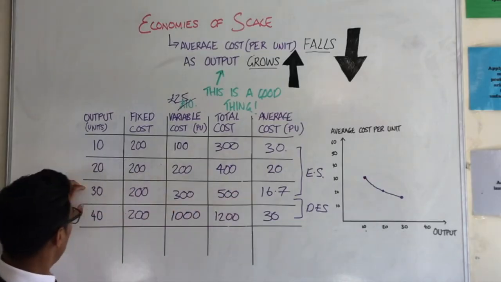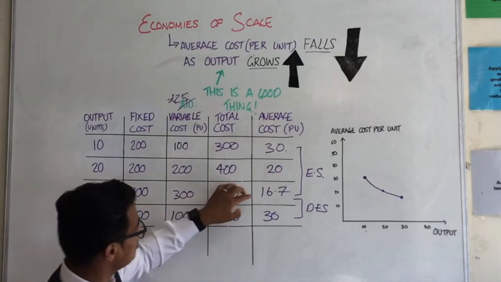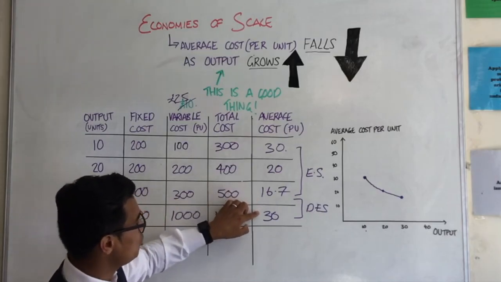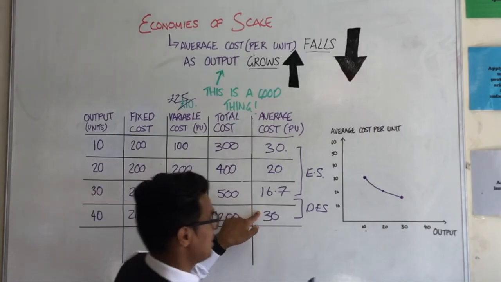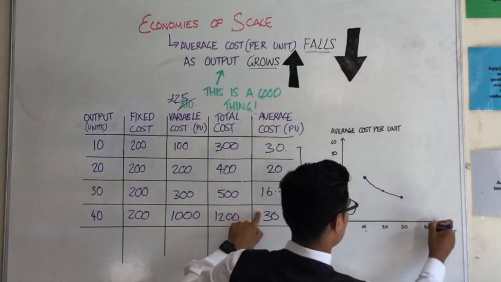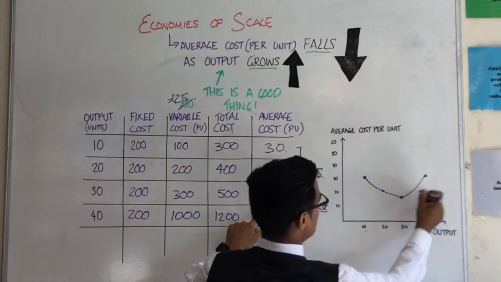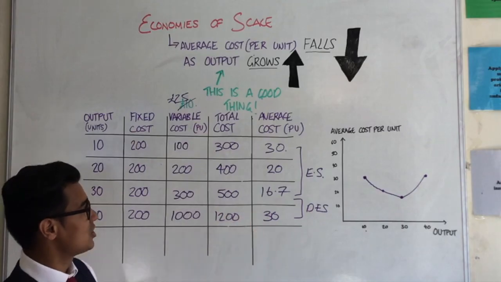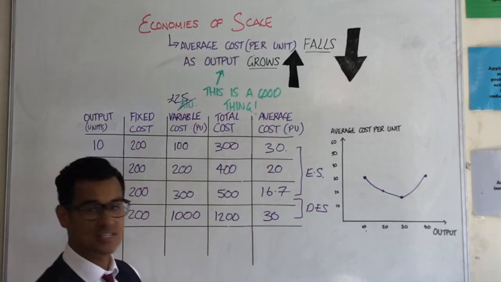Because as the output has grown from 30 to 40, it's caused the average cost per unit for making one thing to go up. If we were to plot it here, it would be 40, so up here, so it's caused this shape. So it's led to this scenario. So you can see here, we've got economies of scale here, and we've got diseconomies of scale here.